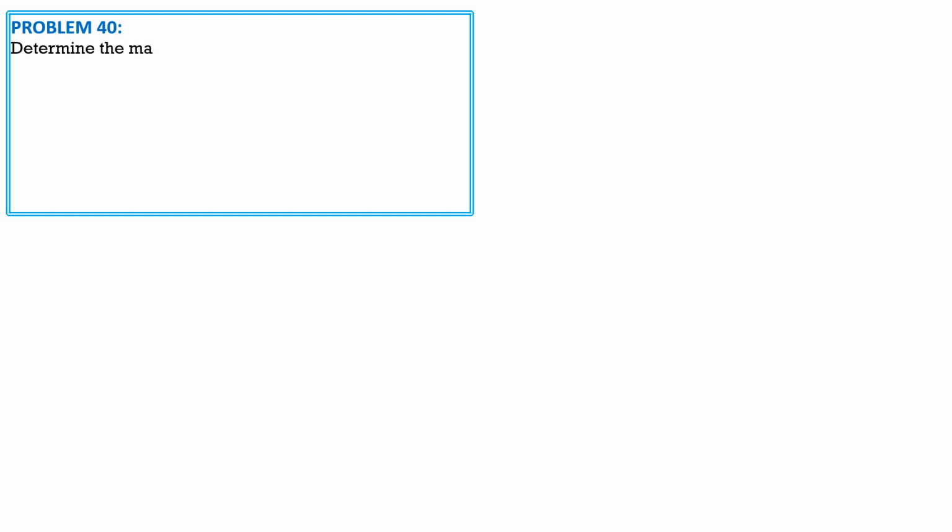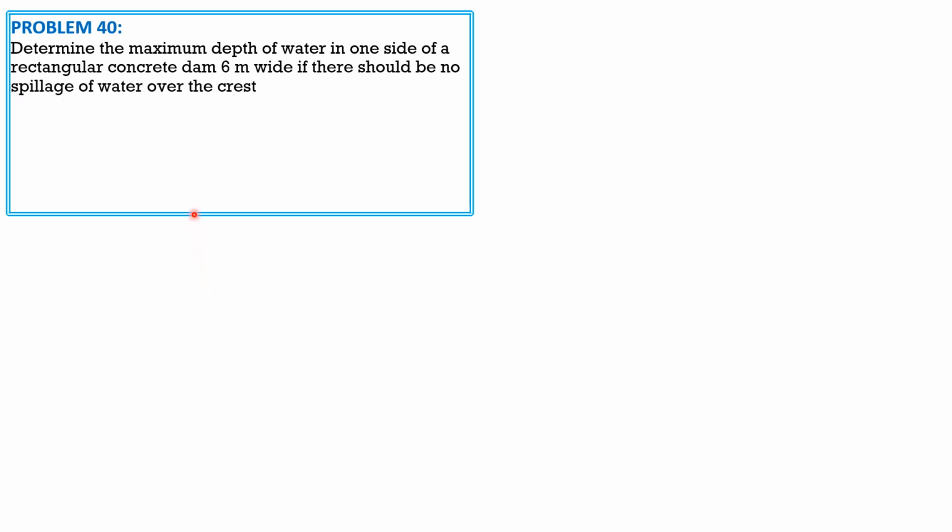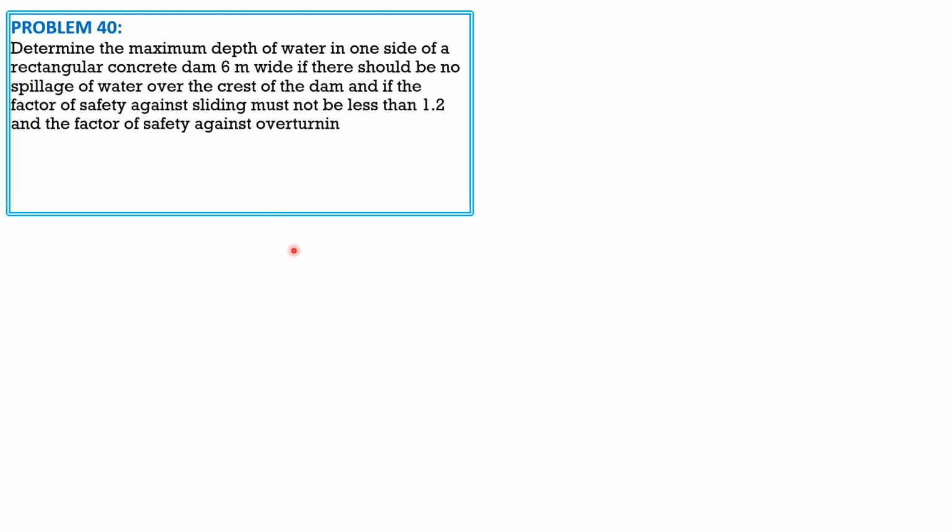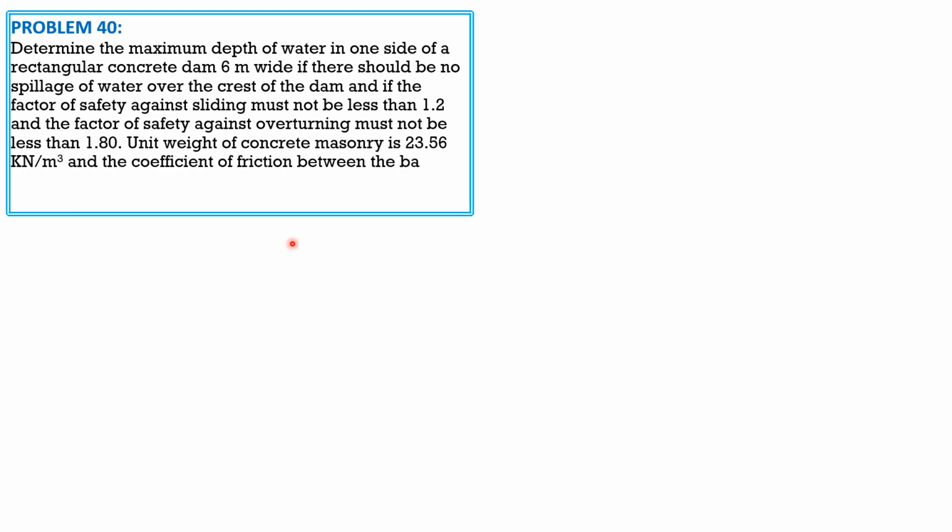Problem 40, determine the maximum depth of water in one side of a rectangular concrete dam, 6 meters wide, if there should be no spillage of water over the crest of the dam, and if the factor of safety against sliding must not be less than 1.2 and the factor of safety against overturning must not be less than 1.8. Unit weight of concrete masonry is 23.56 kilonewtons per cubic meter, and the coefficient of friction between the base of the dam and the foundation soil is 0.6. Neglect hydrostatic uplift.